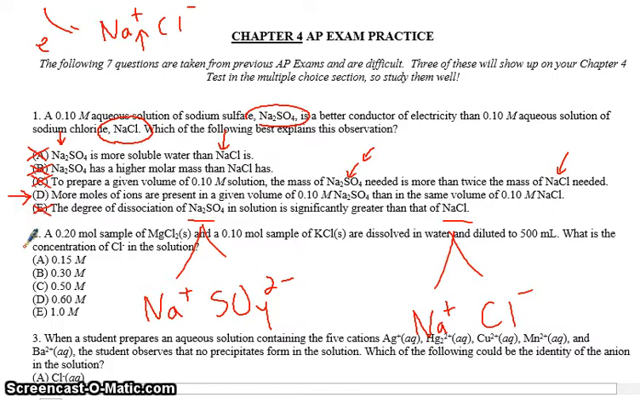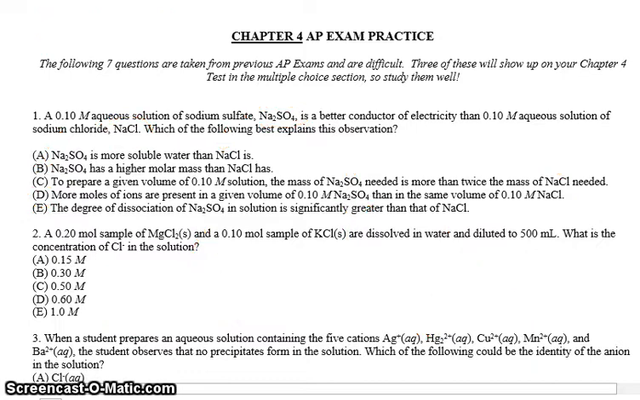D is correct because more ions are present in sodium sulfate than there are in sodium chloride. In fact, for every sodium sulfate that dissociates, you get twice as many ions of sodium because of this little 2. And essentially, you have more ions in solution, you have greater conductivity. Let's try the second one.